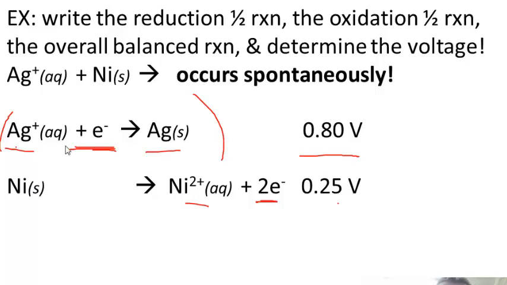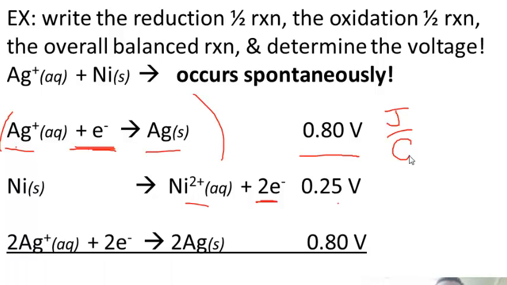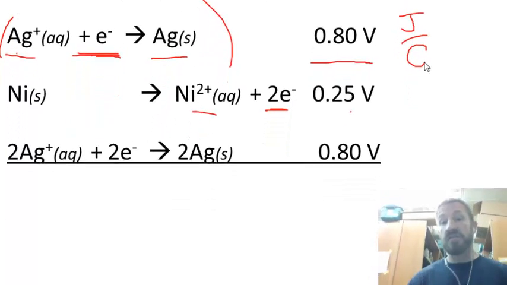So we'll have 2 silver ions plus 2 electrons gives us 2 silver solid. Now we will not multiply the voltage by 2, because voltage is like density. It's an intensive property. A volt is actually a joule per coulomb. And so if we have a greater number of silver ions, we really still have the same number of joules per coulomb. When we multiply the silver half reduction reaction by 2, it looks like this. So now we have 2 silver ions plus 2 electrons gives us 2 silver solids.